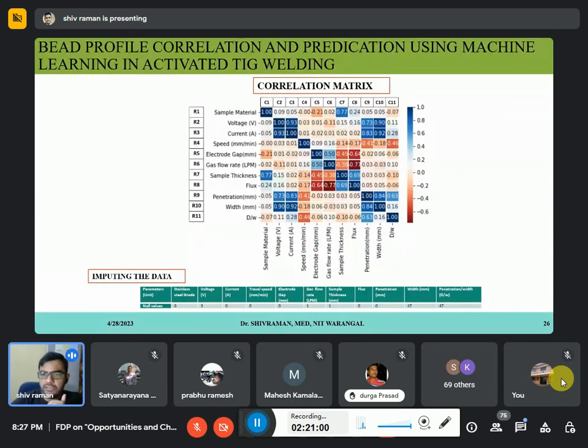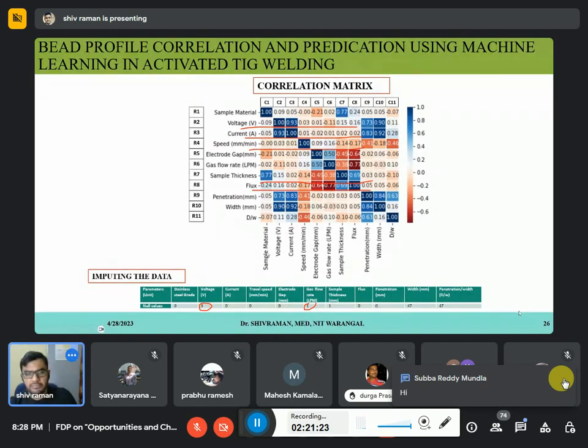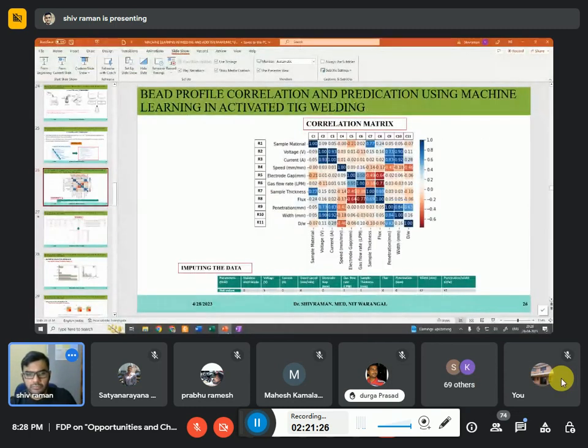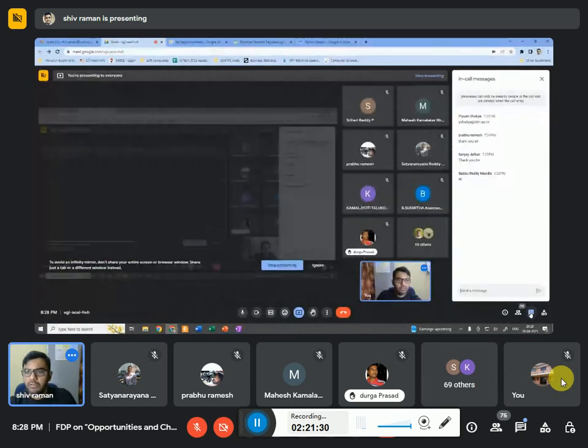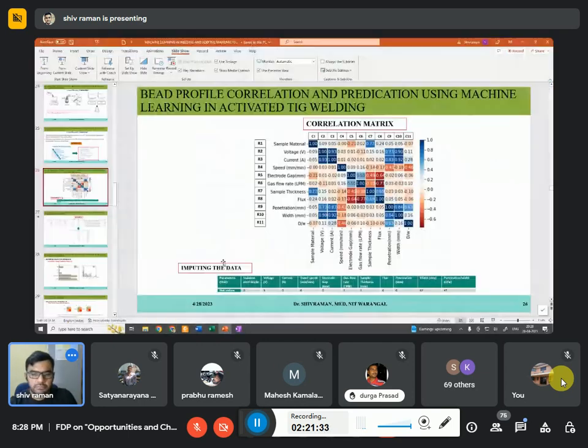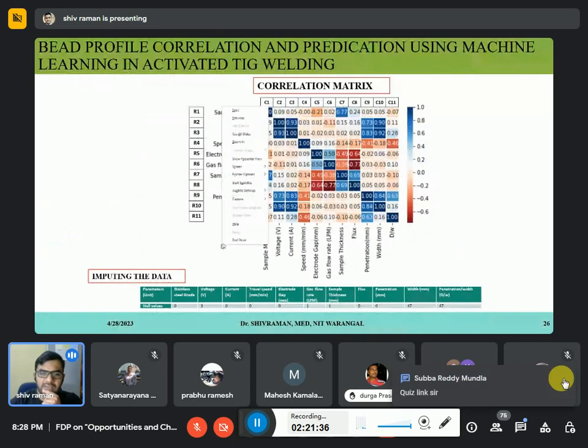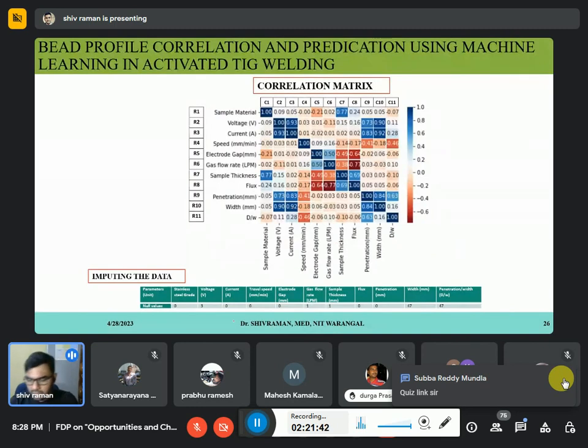So if you see the correlation matrix, penetration is having a positive correlation with flux. It is having a positive correlation with sample thickness. Likewise with voltage, current, speed. So what we have seen is that we have 3 null values for voltage and 1 value for gas flow rate. So based on that, we saw that we need to impute these null values. So we have imputed.